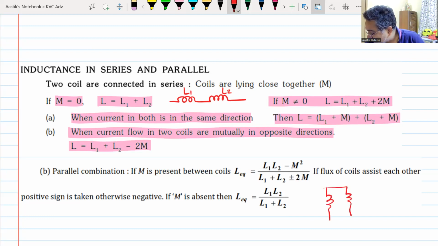Similarly, if you have two coils in parallel connection, then the formula looks like this. You just need to remember this formula. If it ever comes, then you must be able to write down the value. I'll give you 2 minutes to note this down. Everyone understands this? Yes.